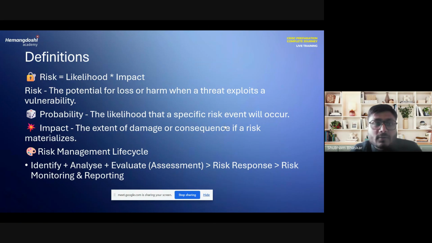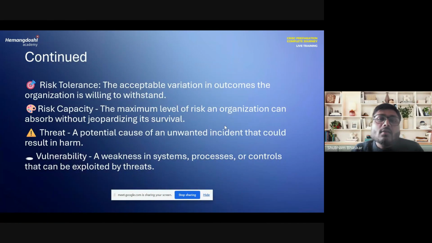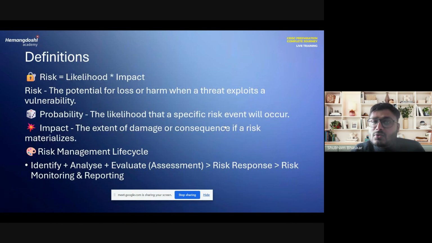Now, what is a threat, right? A threat is a potential cause of an unwanted incident that could result in harm. So, how do I say that? You're going out of the house and there's a thief standing in front of you. The thief is a threat, right? Probability, as you know, is nothing but likelihood. Impact means impact: what's the extent of damage or consequence if the risk happens?